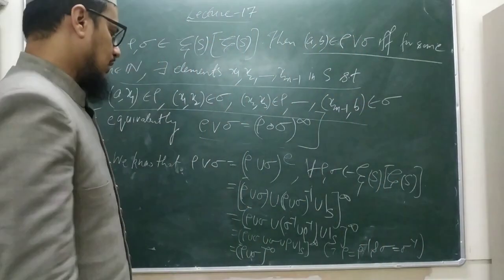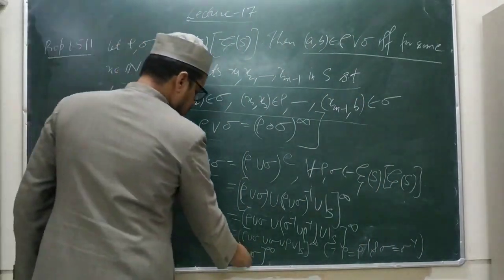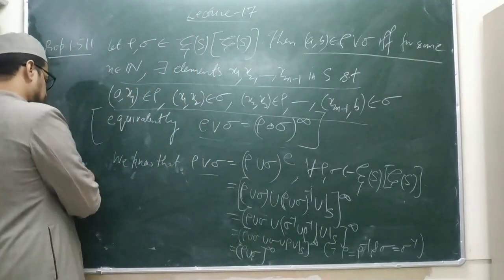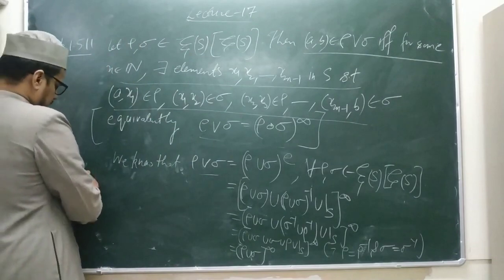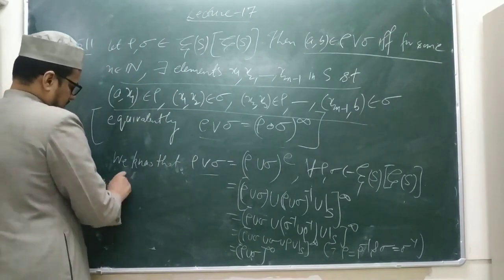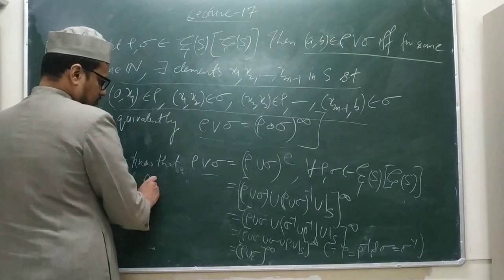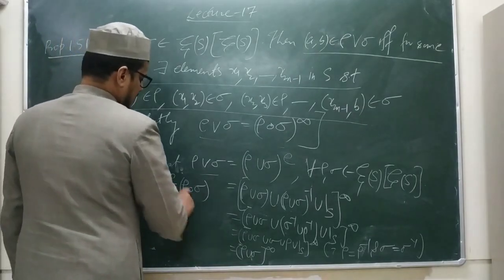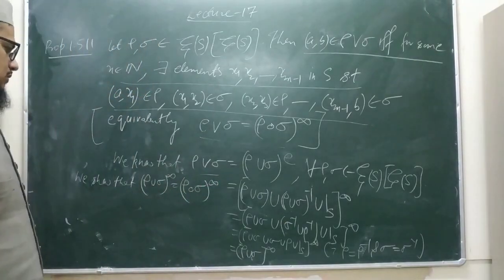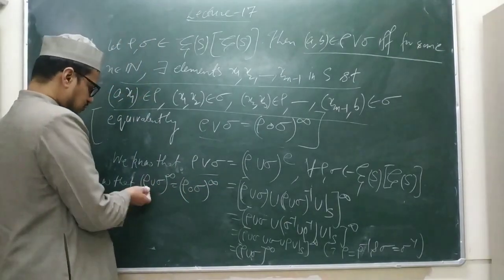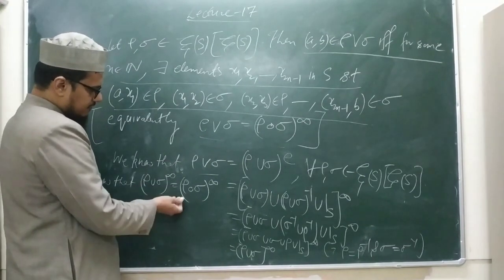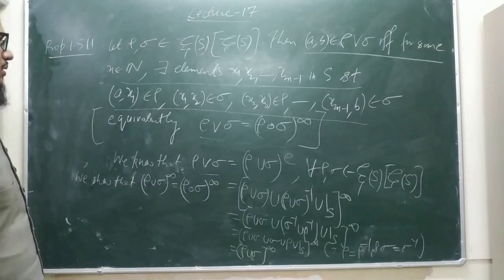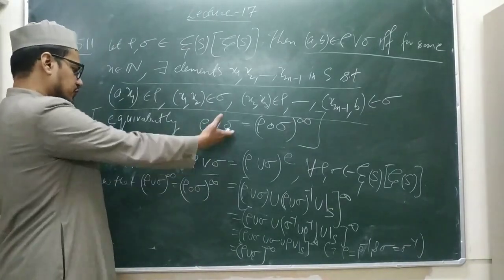Correct? So basically rho join sigma is what? Rho union sigma to the power infinity. So we show that rho union sigma to the power infinity is equal to rho composition sigma to the power infinity. We show this. If we show this, then we are done, because we have to prove this.